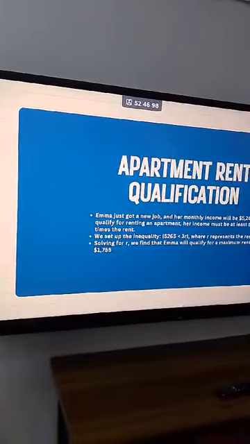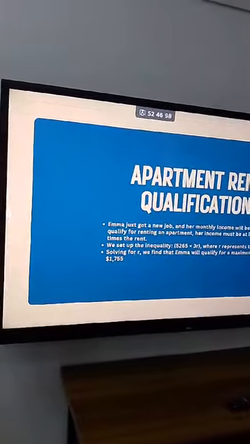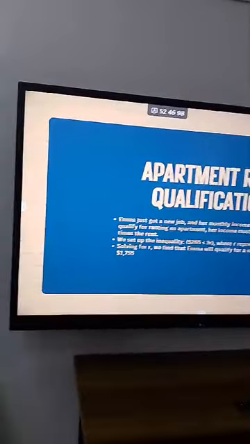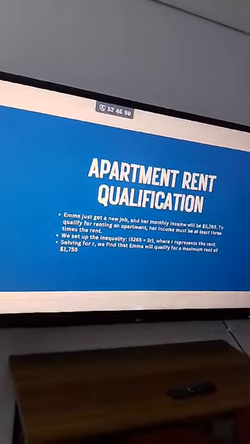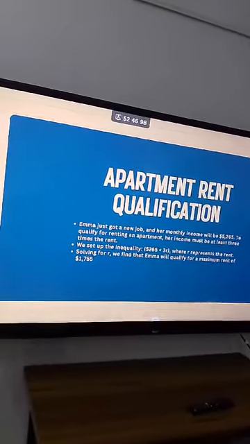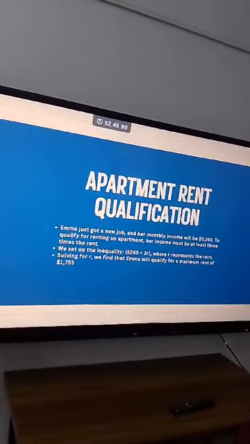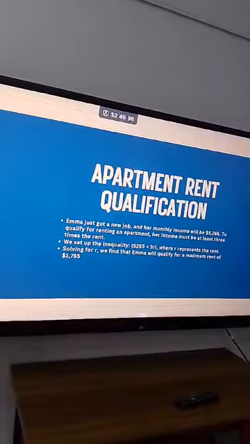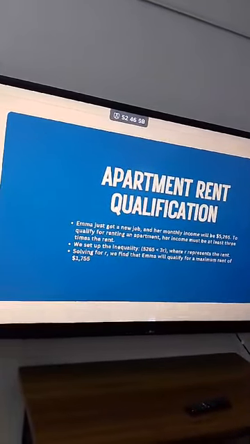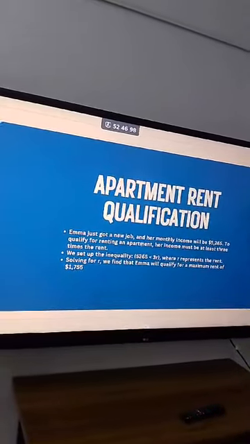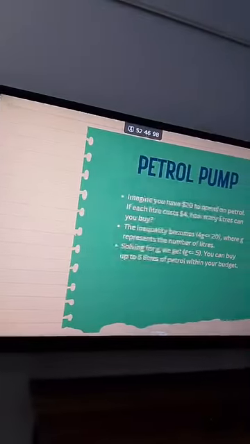We set up an inequality. 5,265 should be greater than or equal to 3R, where R represents the rent. Solving for R, we find that Emma will qualify for a maximum rent of $1,755.